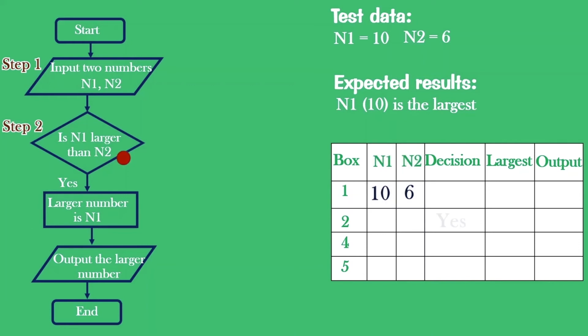The answer is yes. We skip step number 3 and we go to step number 4. Step number 4 is largest equals n1, which means that n1, which is 10, becomes the largest. The condition is satisfied, so we move to step number 5. Now, in step number 5, we output the largest, which is 10. Then we end, and lastly, end the whole process.